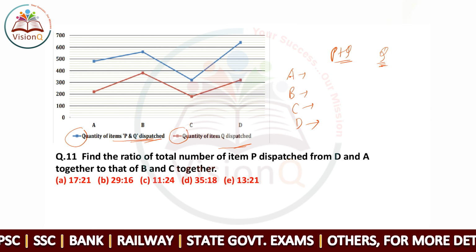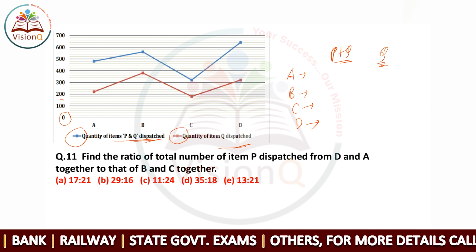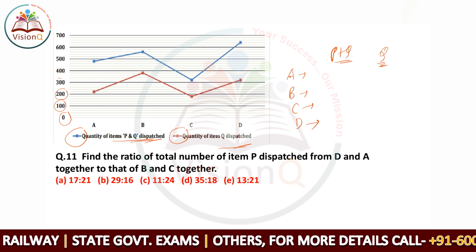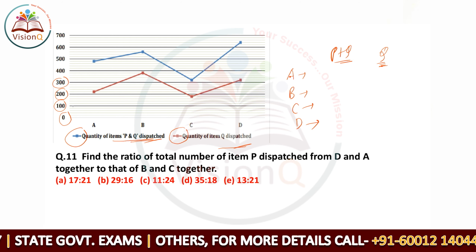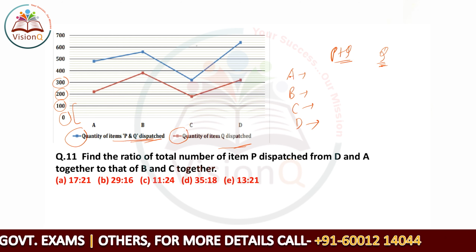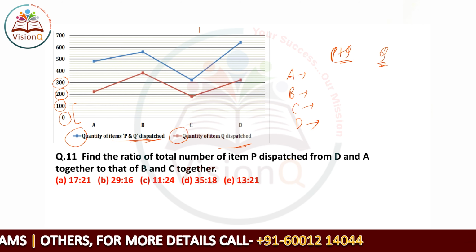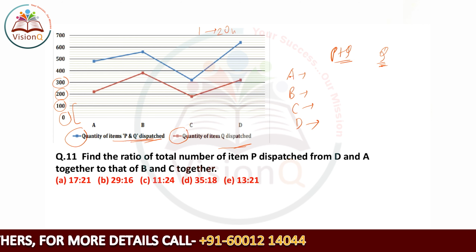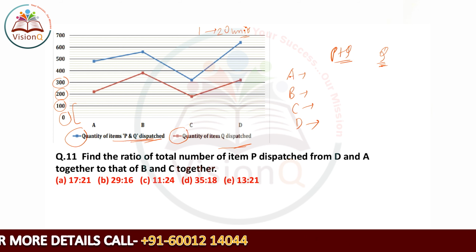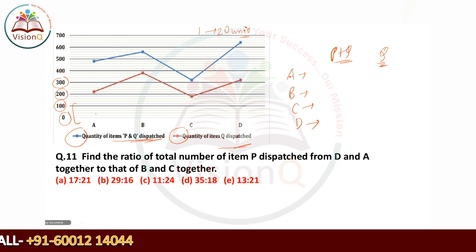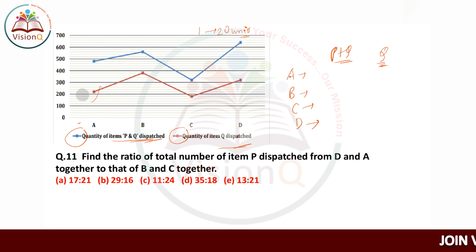So if I check the y-axis, first point is 0, next is 100. That means the gap is 100. In 100 gap, it is 5 divisions. If 5 divisions is 100 units, then 1 division will represent 20 units. So 1 division or 1 gap represents 20 units. Now if I see the value nicely, first I have to find out for A and then I have to find out the value for B step by step.